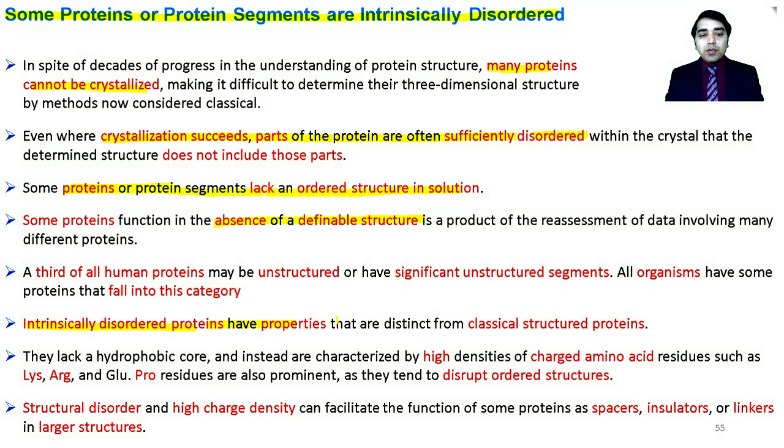Intrinsically disordered proteins have properties that are distinct from classical structured proteins. The presence of charged amino acids in the core of globular proteins makes them disordered. Structural disorder has a high charge density. They may work in the form of spacers, insulators, linkers, and in large structures.